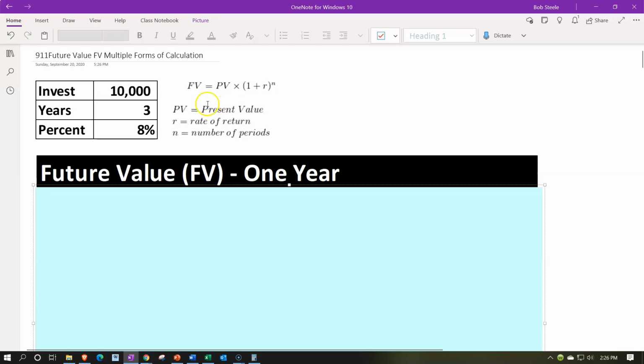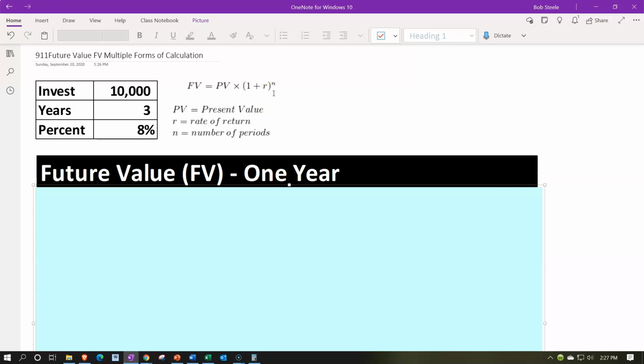So the future value calculation would be future value equals the present value, which is basically the amount that we're going to be investing now, times 1 plus R, R being the rate of return. In this case, we've got the 8%, and then that's going to be to the N, the number of periods, in this case, 3 years.